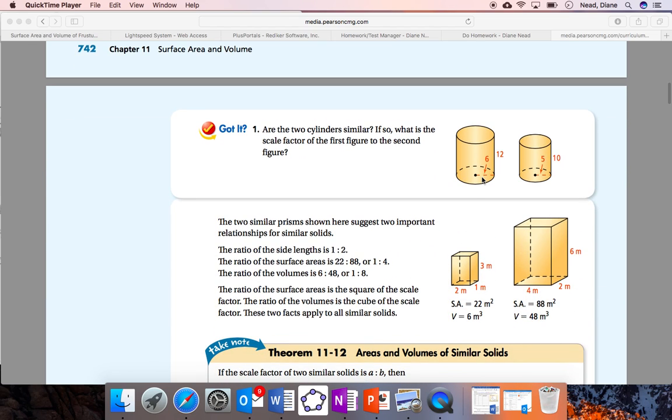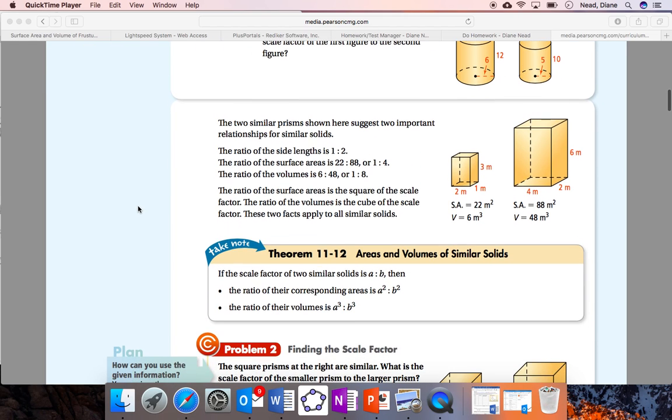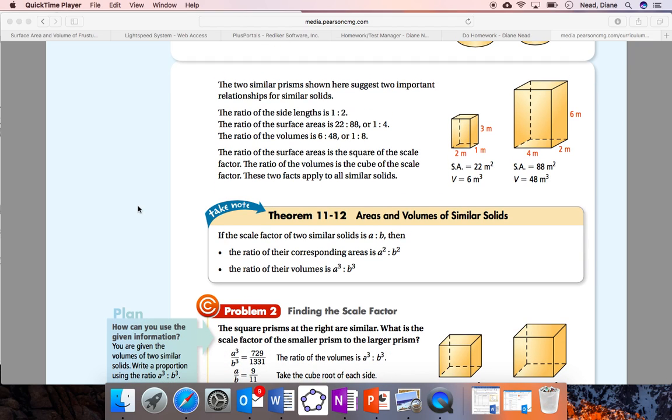Are these 2 cylinders similar? We take the ratio of their dimensions, 6 over 5 equals 12 over 10. They both reduce to 6 over 5, so they're similar. What we're looking at in this lesson is the ratio of the volumes or the ratio of the surface areas of similar solids. Here we have 2 similar prisms.